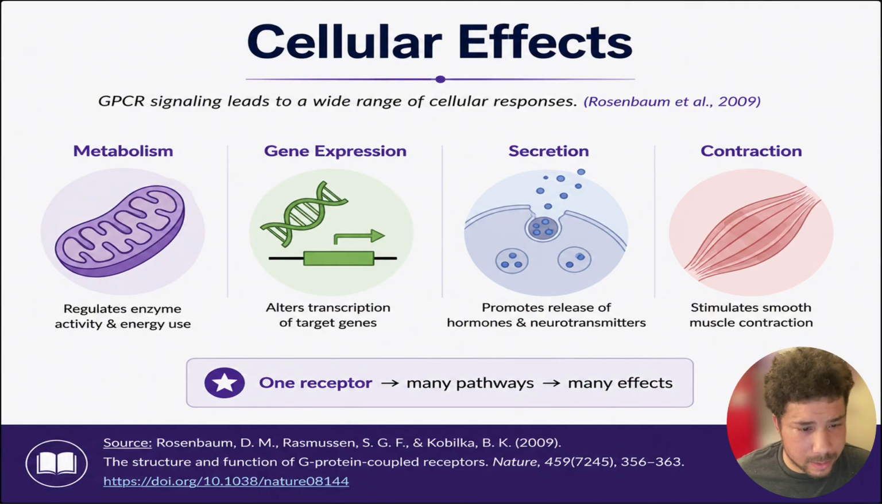So, for example, epinephrine can increase heart rate through beta-1 adrenergic receptors, promote airway relaxation through beta-2 adrenergic receptors, and influence blood vessel tone through alpha adrenergic receptors. And so the ligand is the same in all these cases, but the receptor subtype and cellular context are different, which will then cause the different examples that I just said.